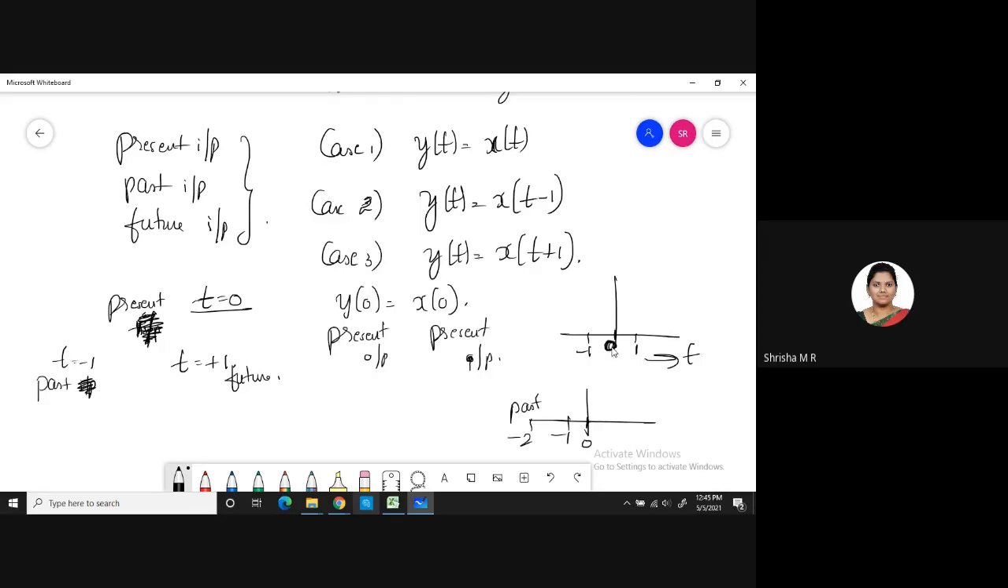So if I take t = 0, t = -1 will be past and t = 1 will be future. And if I take t = -1 as my reference, t = -2 will be past and t = 0 will be future. Okay, so it depends on our analysis and our reference.